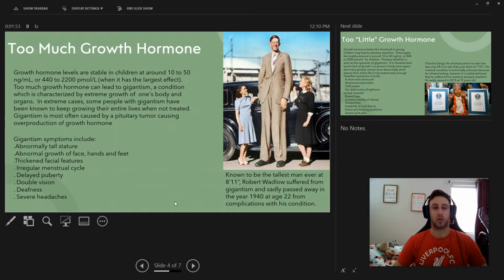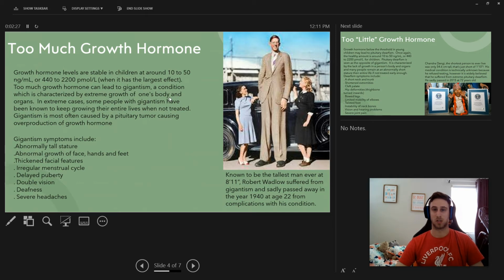So with too much growth hormone in your body, it will lead to gigantism. Growth hormone levels are stable at around 10 to 50 nanograms per milliliter, or 450 to 2,200 picomoles per liter. And that's in childhood when it has its largest effect. In adults, the numbers are going to be much smaller, and it is still needed. It can cause severe headaches, some vision issues in adults. Not as serious though.